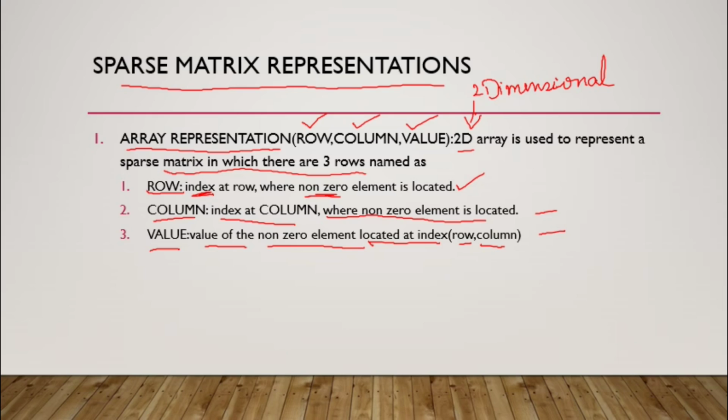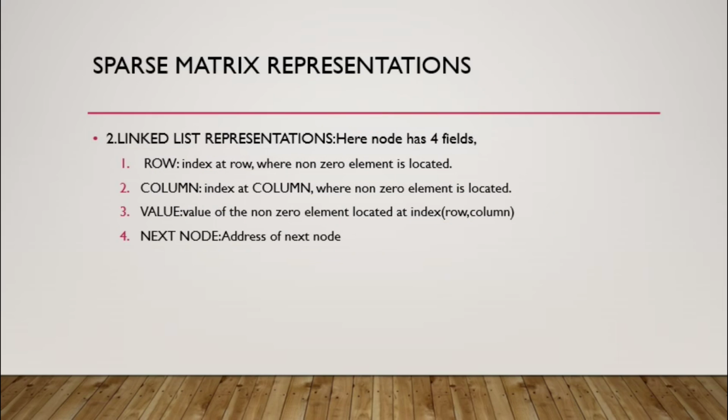Now let us see the linked list representation of the sparse matrix and let us observe the changes which are there. So next we are coming to the linked list representation of the sparse matrix. Here each node has four fields. In the array representation we had only three fields. Here we have four fields.